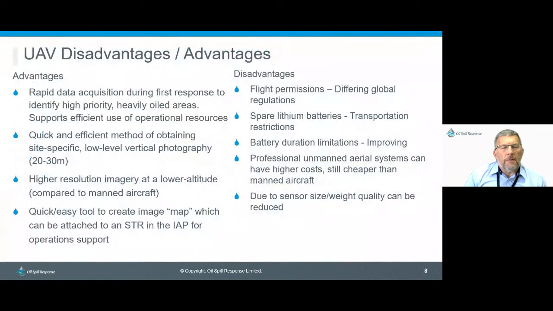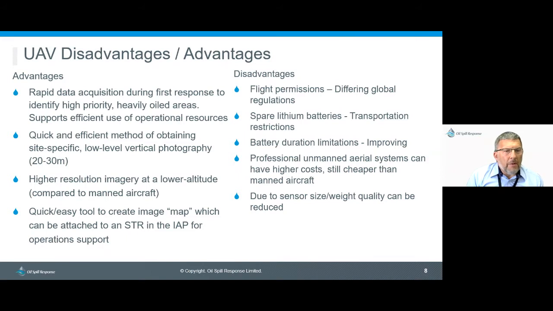The advantages and disadvantages. The UAV enables you to get rapid data acquisition during the first stages of a response, and that helps to identify high priority, heavily oiled areas, and again, supports efficient use of the operational resources in those areas, especially in the early stages of response where you may have limited resources. It really helps to identify those high priority areas.